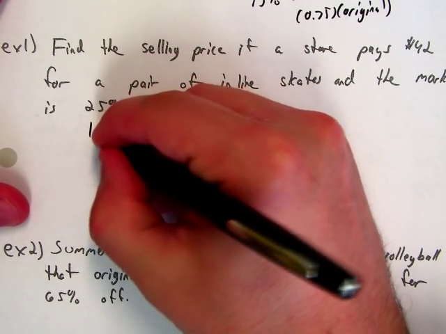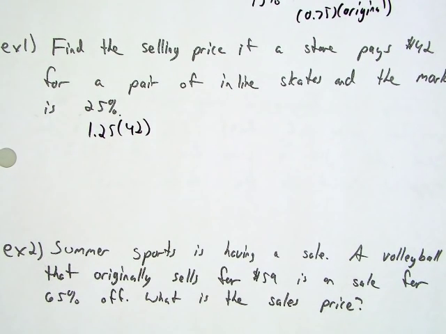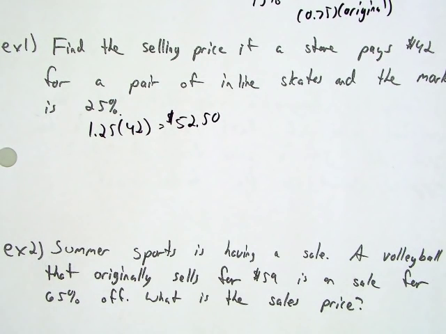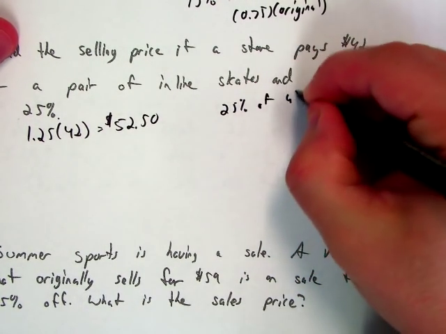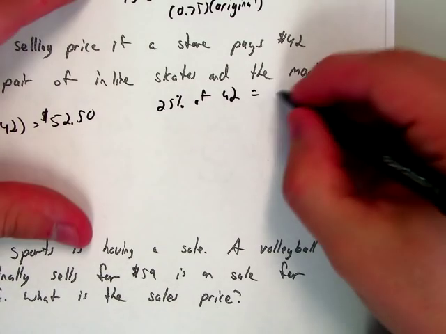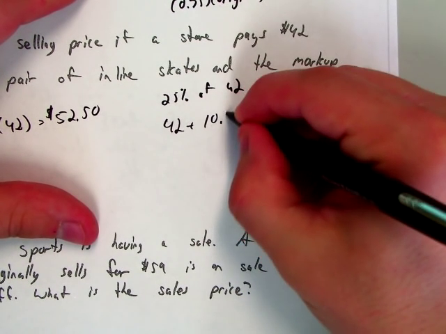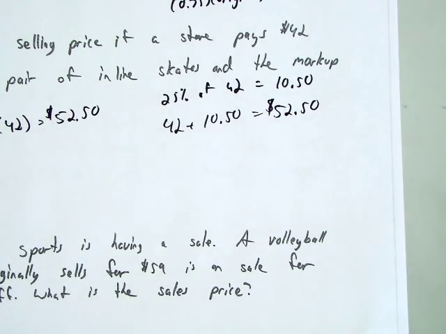So if we do it the 1.25 times 42 method, 1.25 times 42 is going to be $52.50. A lot less work. But if we do it the other way, find 25% of 42, we'd see that this is $10.50. We then take 42 and add it to $10.50, and that would still get you $52.50. So regardless of the method that you use, you will still get the same answer.